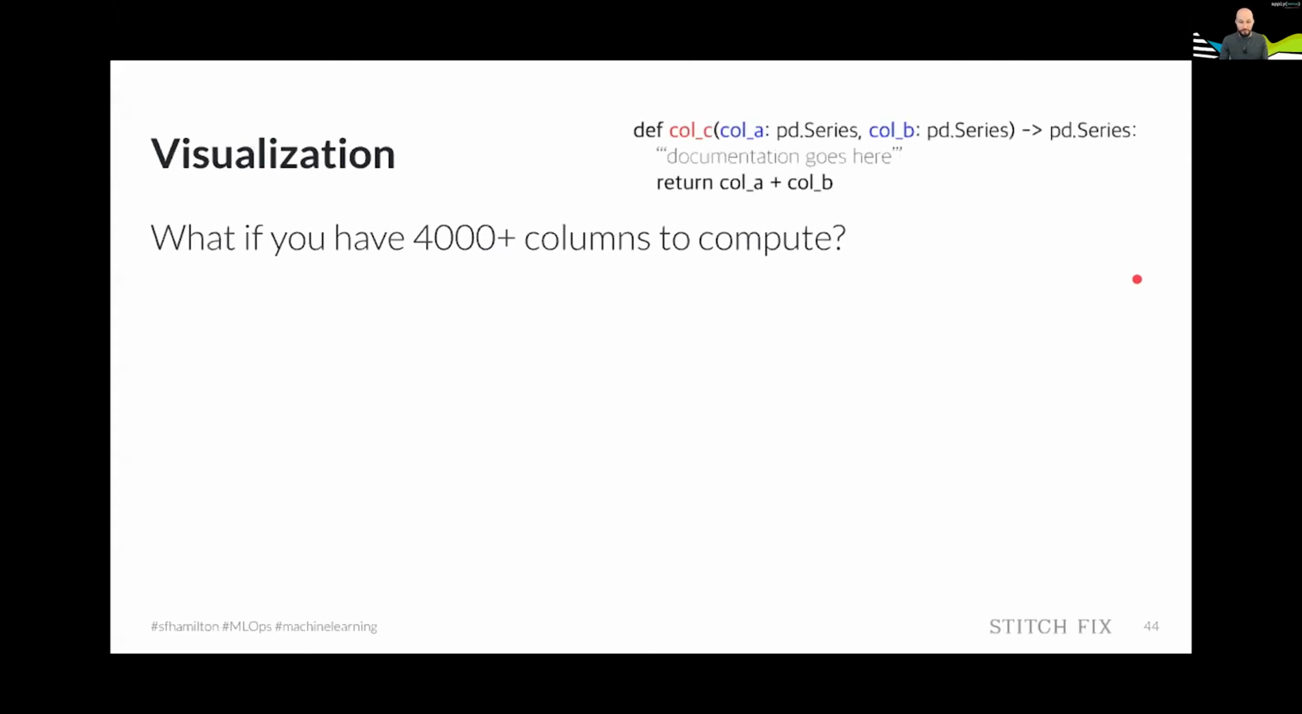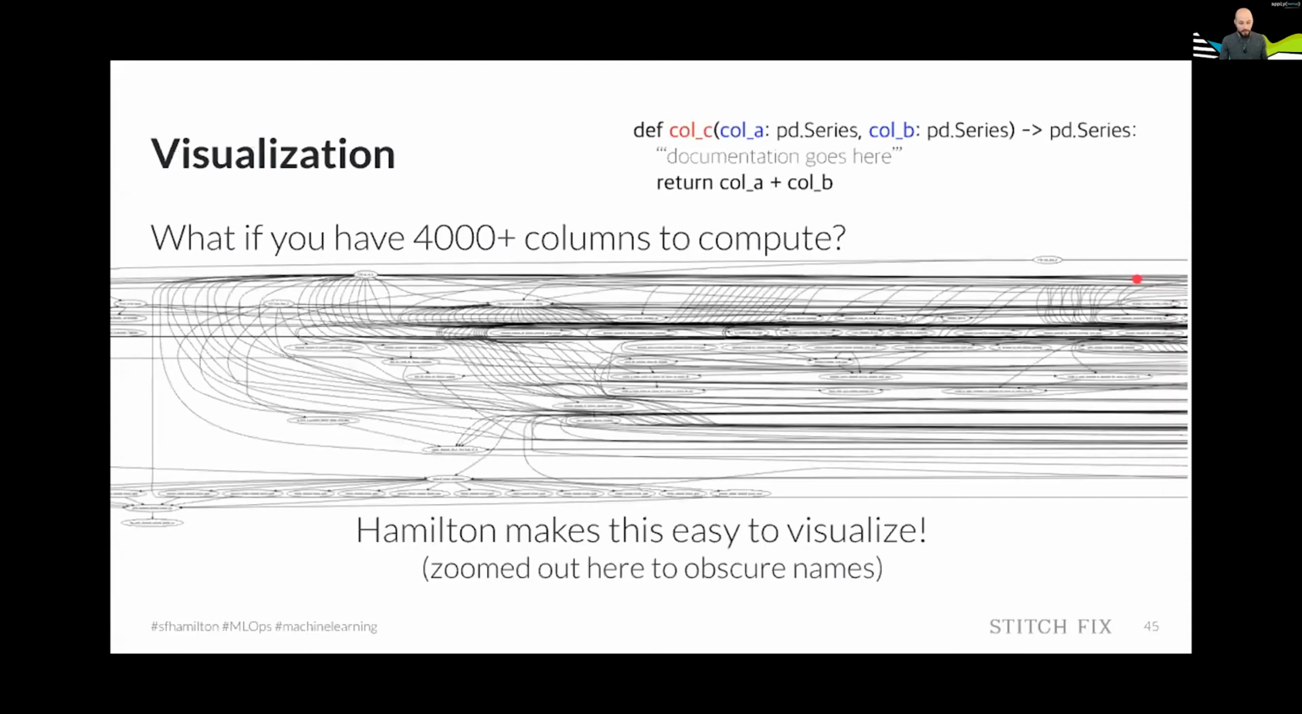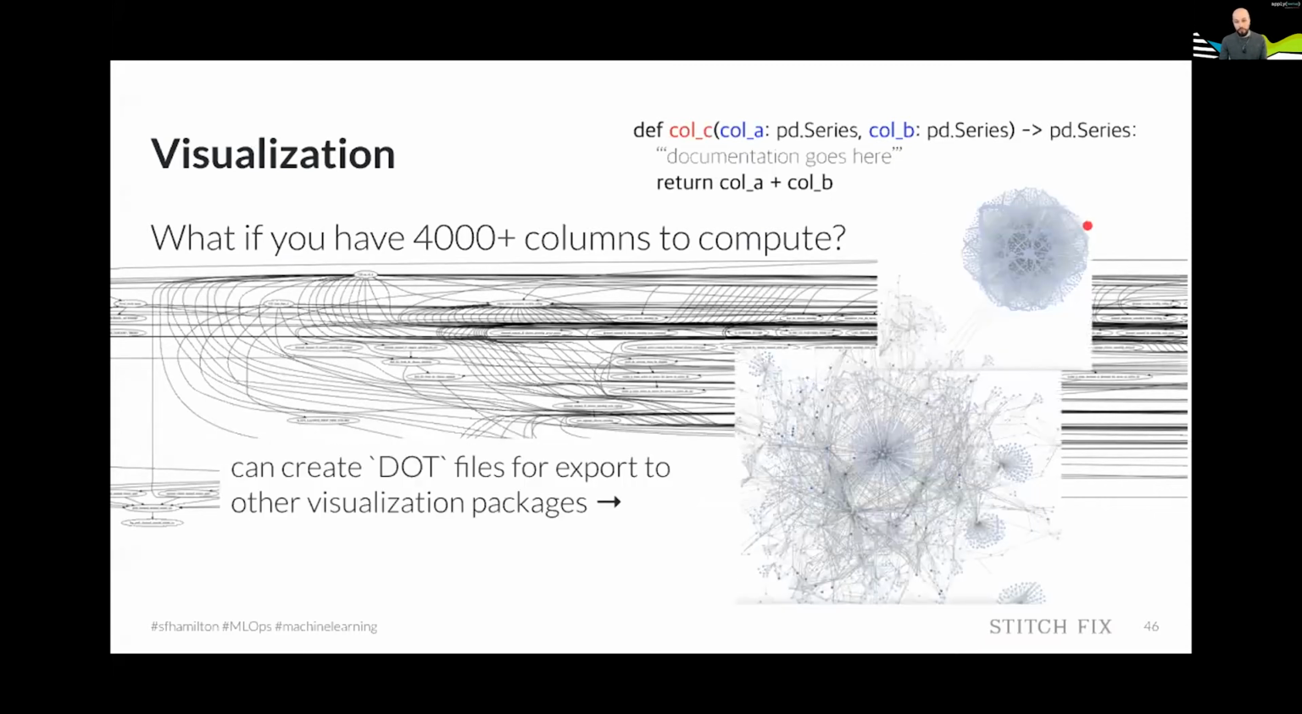Because we rewrite things into this Hamilton way, it's very easy to visualize. Here I have a zoomed out view with names obscured on purpose, but the point is, no matter the size, it's very easy to visualize things, walk through them, and explain them to someone. And then you can also export. We create dot files so you can put it into another visualization system very easily as well.